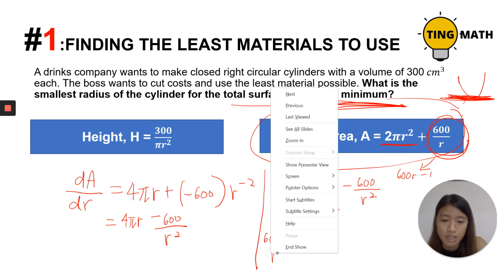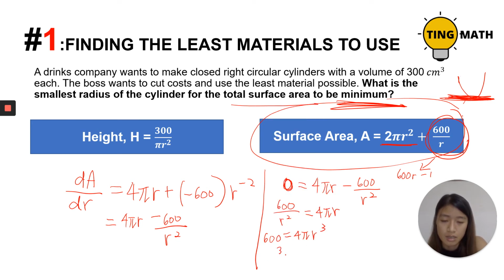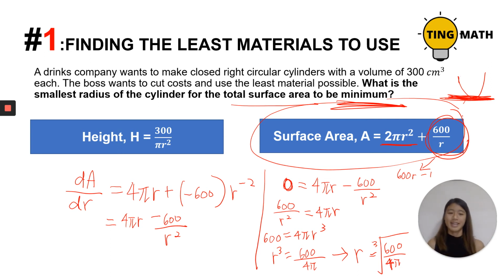So r cubed will be 600 over 4 pi, and my radius will therefore be the cube root of 600 over 4 pi. And 600 over 4, well, it's 150, so 150 over pi. And then just press your calculator and voila, we will get the answer for the radius. So now we know how to design our can. So differentiation is not that useless after all, huh?